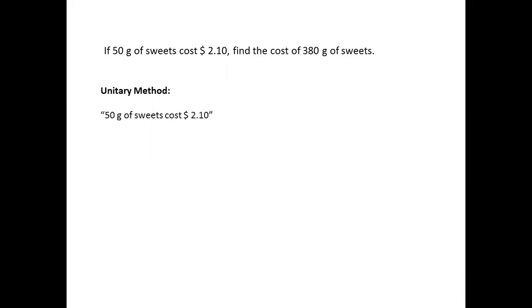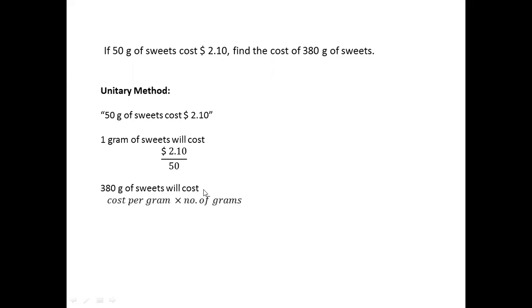In the unitary method, our goal is to determine the cost of a gram of sweets. So to do that, we just have to divide the cost of the 50 grams by the amount of grams, which is 50. So 1 gram of sweets will be the quotient of this fraction over here. Next step is to find the cost of 380 grams of sweets.